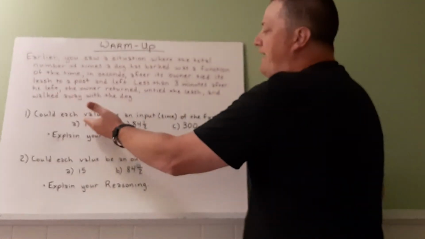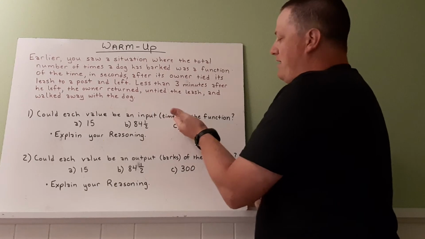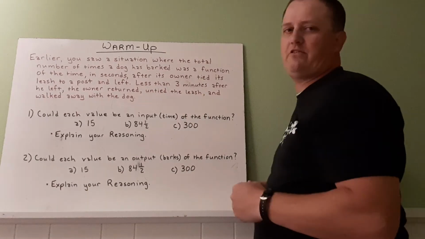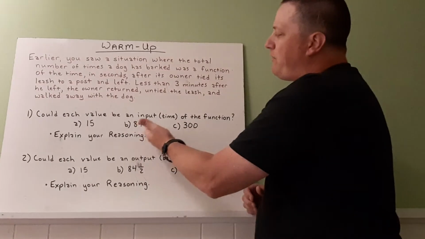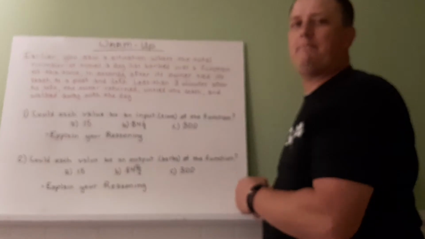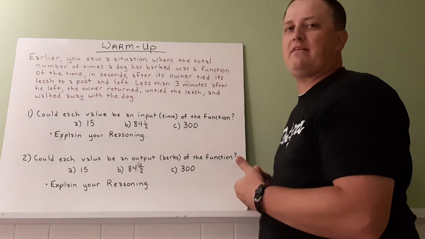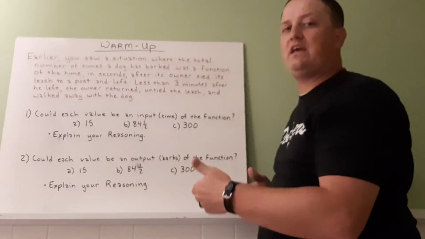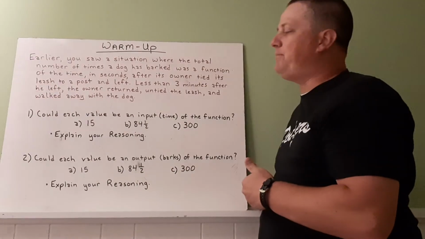So, could each value be an input time of the function? Remember, the inputs here were the times. So 1 second, 2 seconds, 5 seconds. So there are 3 possible inputs that I'm asking about. Would 15 seconds be an input that would make sense for this situation? Would 84.5 seconds be an input that makes sense for this situation? And would 300 seconds be an input that makes sense for this situation? Please explain why you think each of these numbers is or is not an acceptable input.